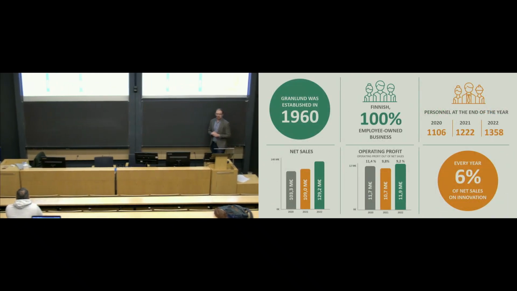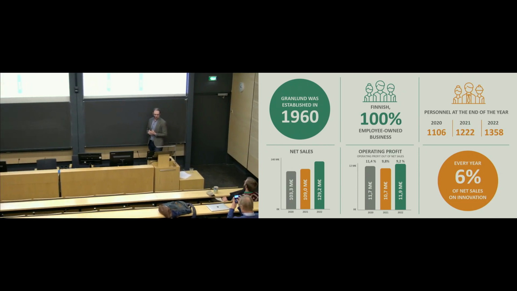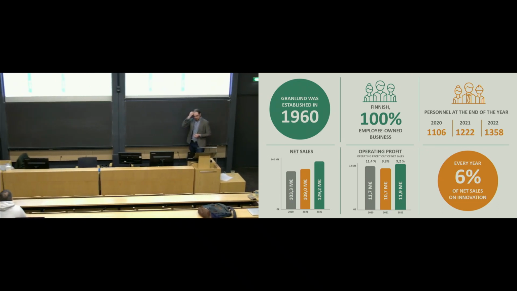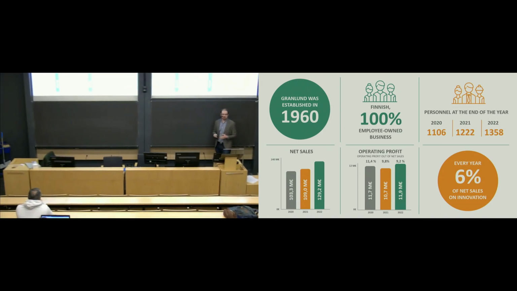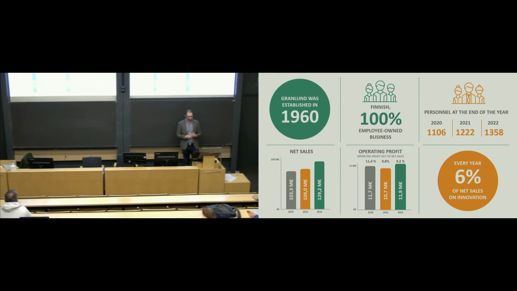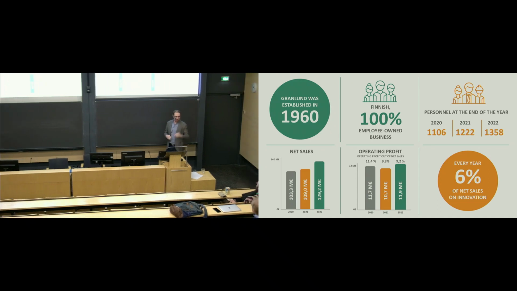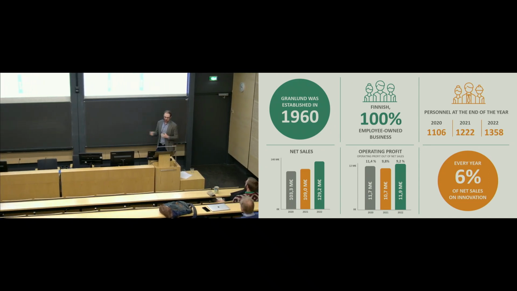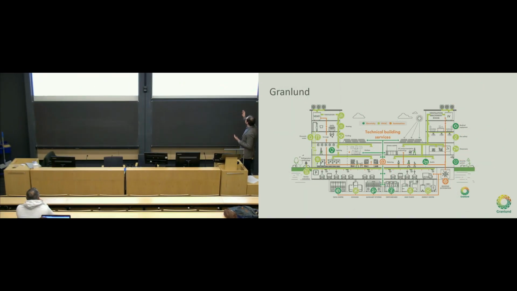Granlund is a Finnish company established in 1960. It has now almost 1,500 people, and it's 100% employee-owned. It operates in the building sector, so mostly design, operation, consultancy, and everything related to the built environment. And we invest a lot in innovations. We have a lot of research projects, like one with the University of Helsinki about scaling machine learning ops in industrial environments. And as you see, these are some areas in a building that we work on.